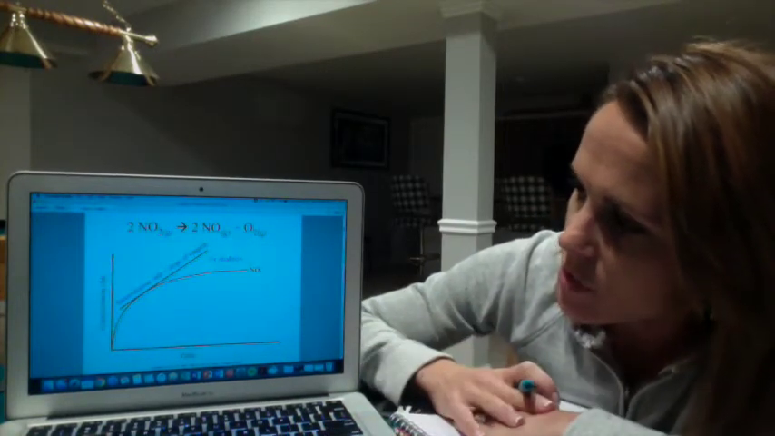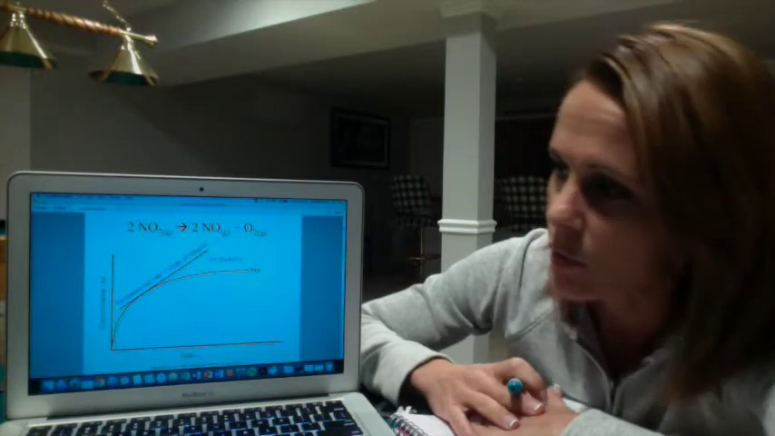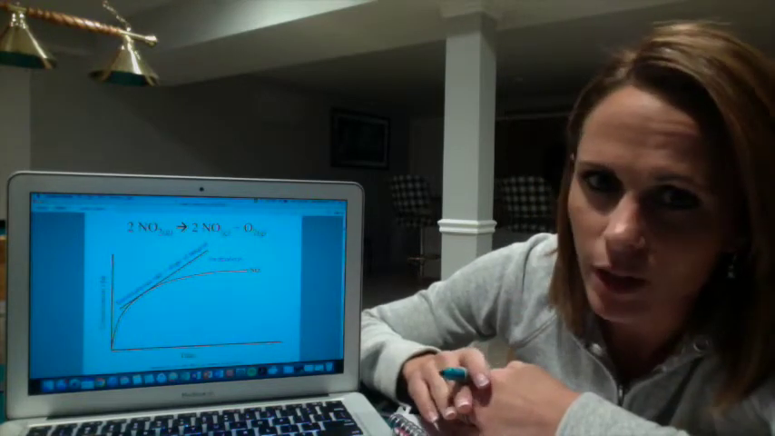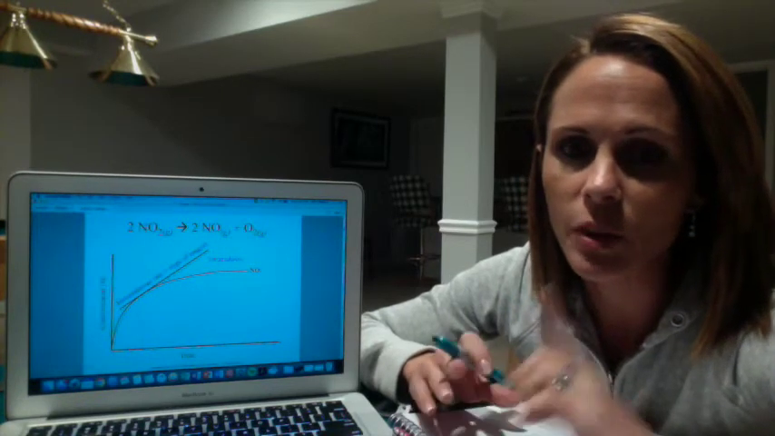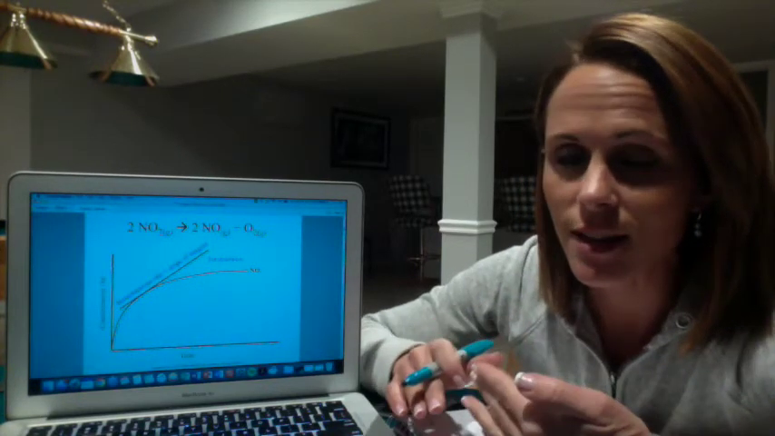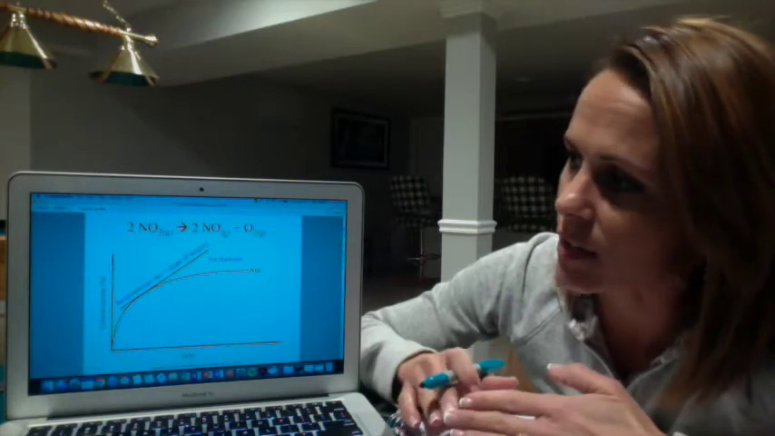The next slide is talking about how we can examine the rate of a reaction by looking at the slope of a line tangent. The AP exam never asks you to actually calculate the slope of a line tangent, but they do want to know that you're able to say the way to do this is by looking at the line tangent.